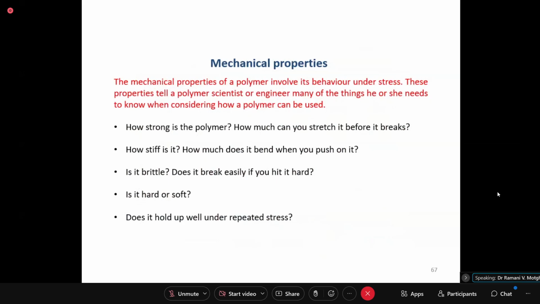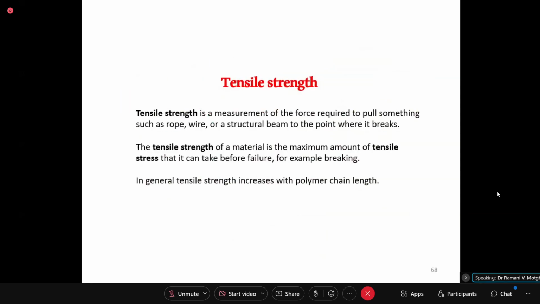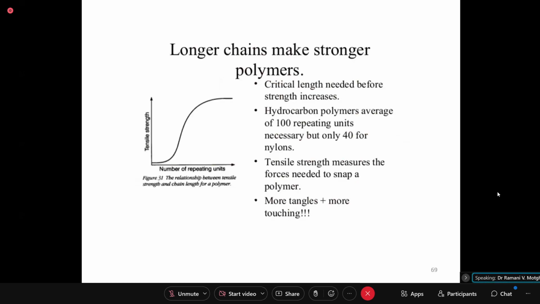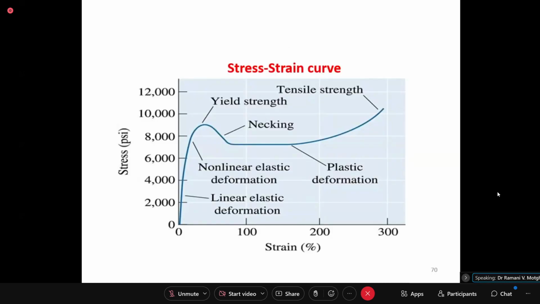How strong is the polymer? How much can you stretch it before it breaks? That is given by the stress strain curve, or the tensile strength also can tell you. So the tensile strength is a measurement of the force required to pull something such as rope, wire, or structural beam to the point where it breaks. The tensile strength of a material is determined by tensile testing. Longer chains make stronger polymers, as we have seen. The intermolecular forces of attraction will be more.